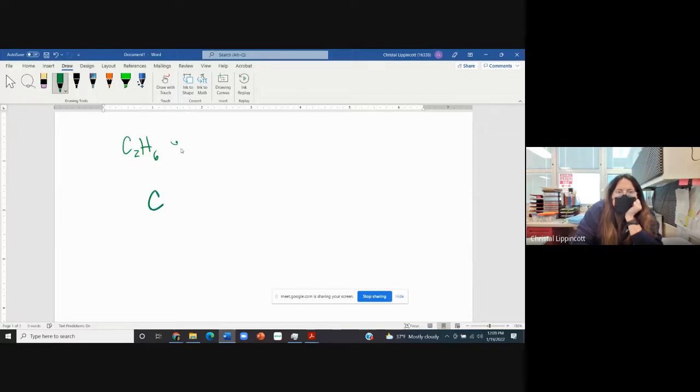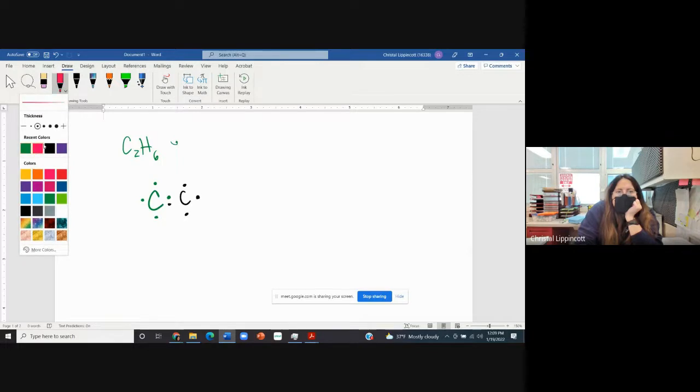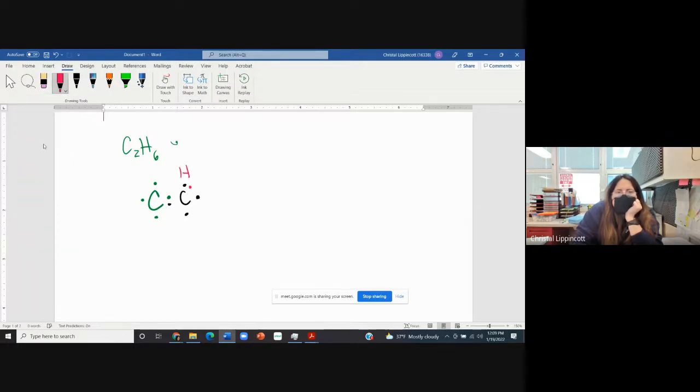So my carbons, again, have 4. I know that they're going to go in the center. So I've got 2 carbons. I'm going to connect those to each other. And then I have my hydrogens that I need to put on here. So I'm going to put those next. And I've got 6 of those. So they're going to fit nicely right around here. And once I get them positioned, then each hydrogen will have 2. Each carbon will have 8. And we are done.